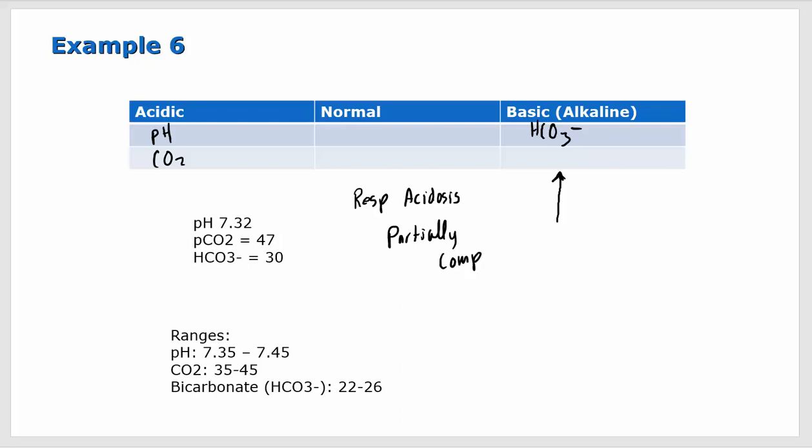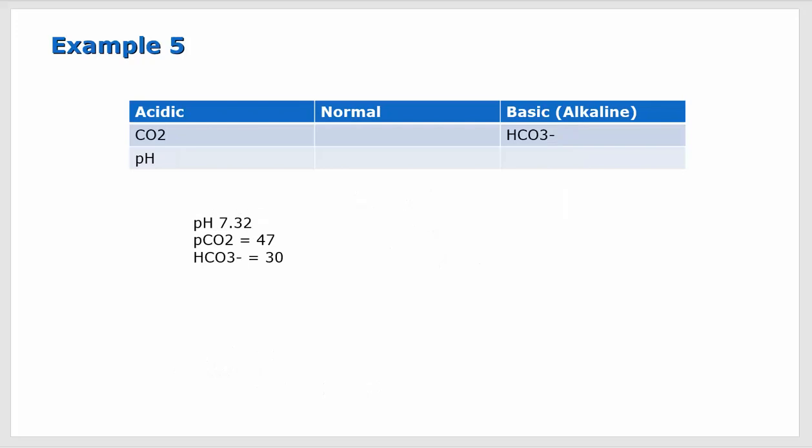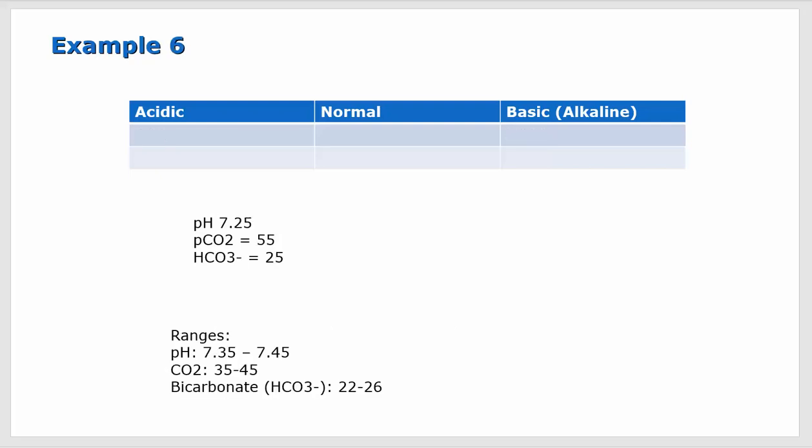Why isn't it fully compensated? Because our pH is still out. So it's partially compensated. That should be what we find. We don't have anything normal. And so we have our bicarb over there, kidneys working hard, saying, hey, I'm giving you the bicarb, I'm doing my best. So that's partially compensated respiratory acidosis. We give some nice kudos to the kidneys for that.